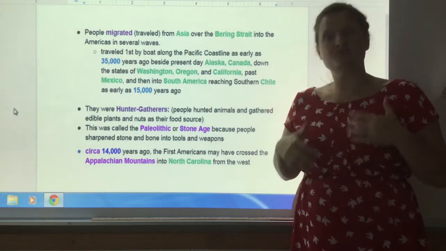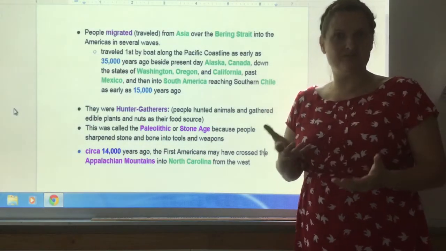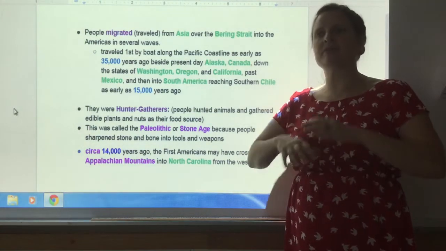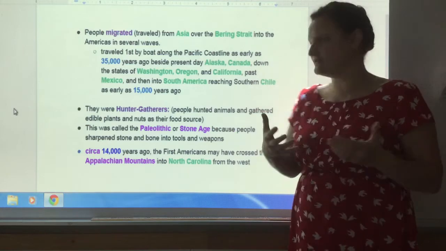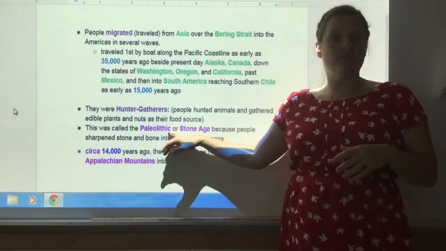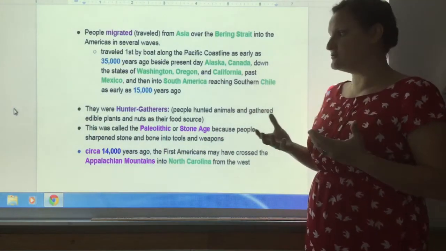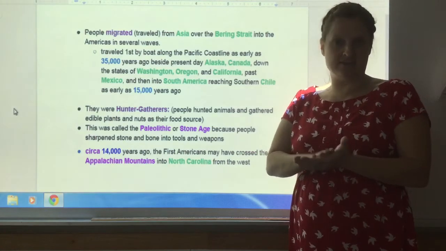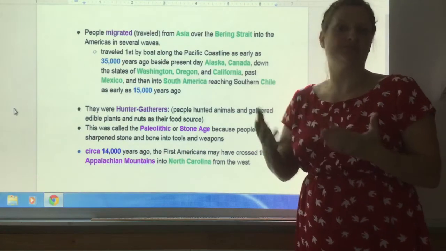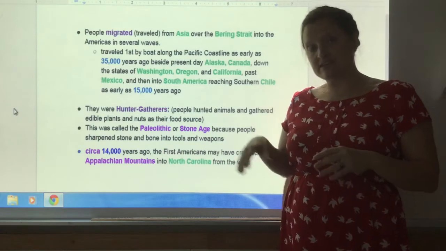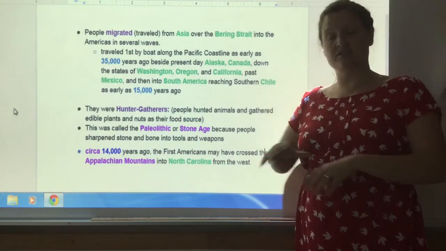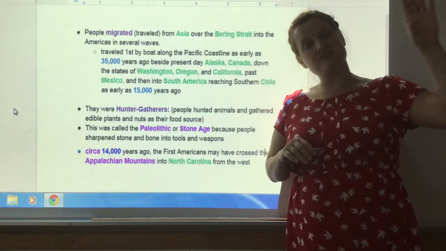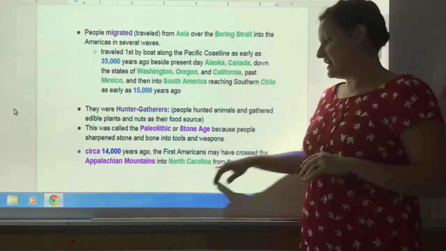They were hunter-gatherers, which meant that they chased their food, they hunted their food, and then they gathered things that were edible. So they might have done very, very small-scale farming, but they wouldn't have cleared land in the same way that we do now. This is called the Paleolithic age because they used stone tools. They would sharpen tools to hammer them and to make stone points. They also used bone. And about 14,000 years ago, there's evidence that they started living in what became the state of North Carolina. They would have come from the west through the Appalachian Mountains into North Carolina.